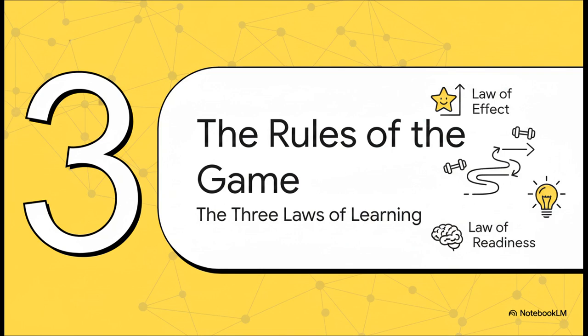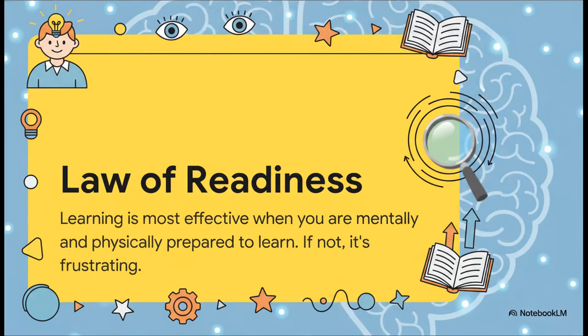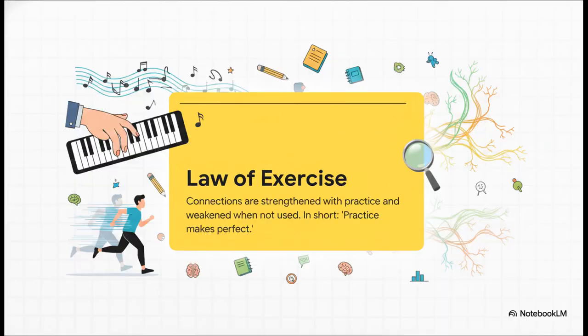Okay, so, based on watching these cats over and over, Thorndike came up with 3 laws of learning. You can think of these as the rule book for how our brains build those connections we talked about earlier. First up is the law of readiness. This is super intuitive. It just means you learn way better when you're actually ready and willing to learn. When you're motivated. If you're not in the right headspace, trying to learn something is just frustrating, right? For everyone involved.